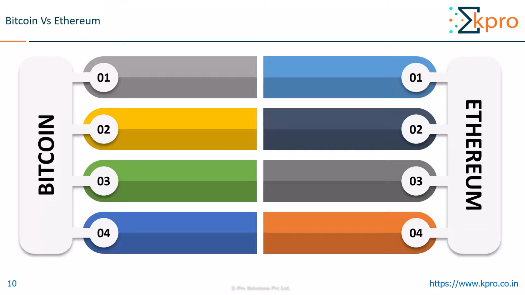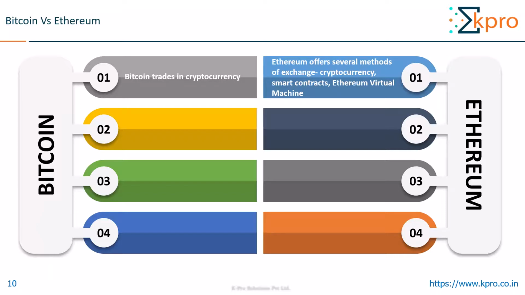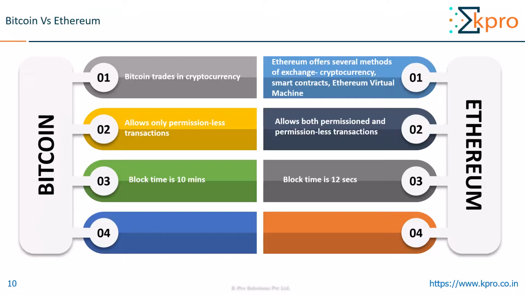Next, let us see some of the differences between Bitcoin and the Ethereum blockchain. The first difference is that Bitcoin trades only in cryptocurrency, but Ethereum offers several methods of exchange like cryptocurrency, smart contracts, EVM, etc. The next one is that Bitcoin allows only permissionless transactions, that is, anyone can make a transaction in the network, but Ethereum allows both permissioned and permissionless transactions.